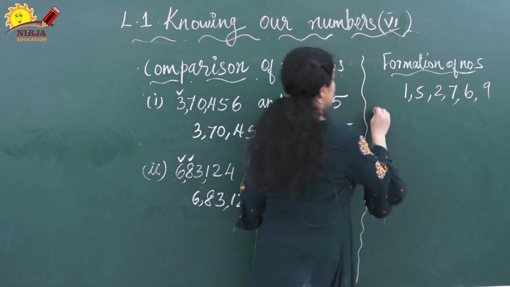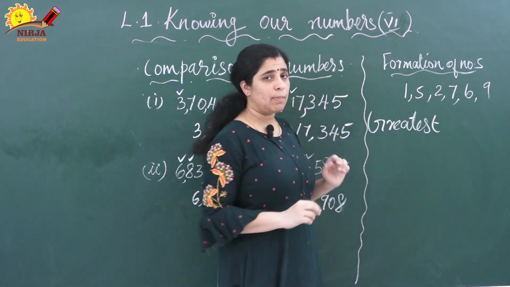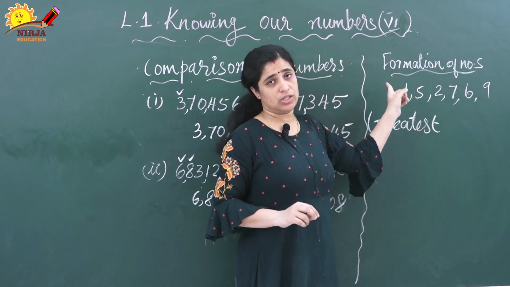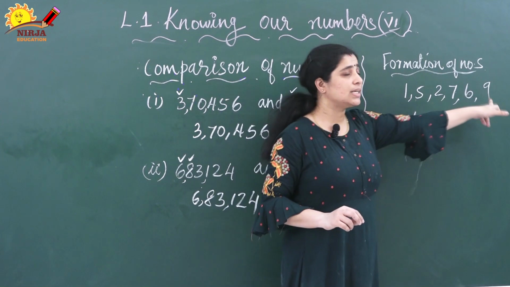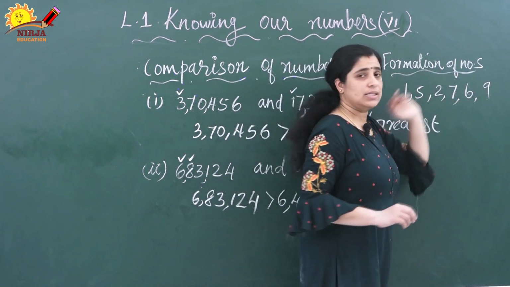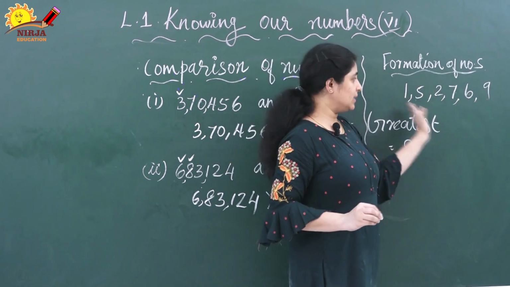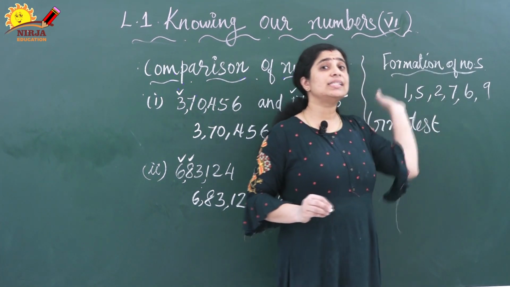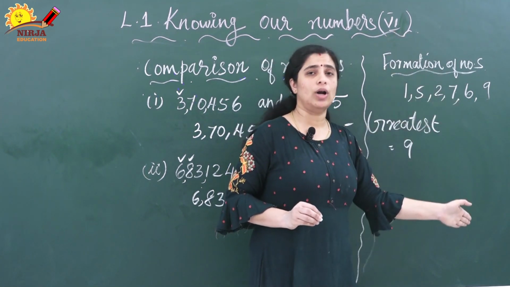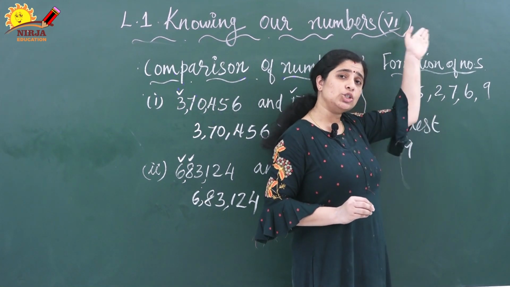First we will form the greatest number. To write the greatest number, you have to take the greatest digit among these digits. You are given 6 digits here. In that, which one is the greatest one? Yes, this is the greatest one. Now write these digits in descending order. Descending order means from bigger to smaller.